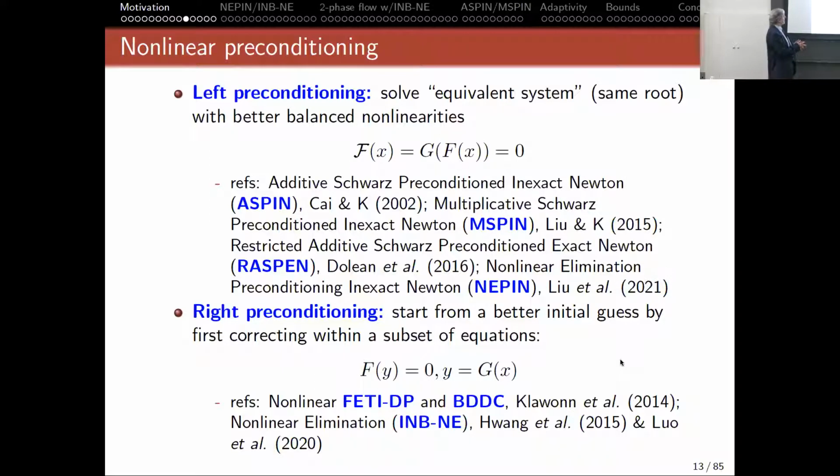So left preconditioning solves an equivalent system. F of x equals 0 is our system, and we transform the equations to get a script F. There are many things in the literature, and right preconditioning, in effect, displaces the initial unknown vector based on solving some subsystems, and comes up with the original problem on a new start.